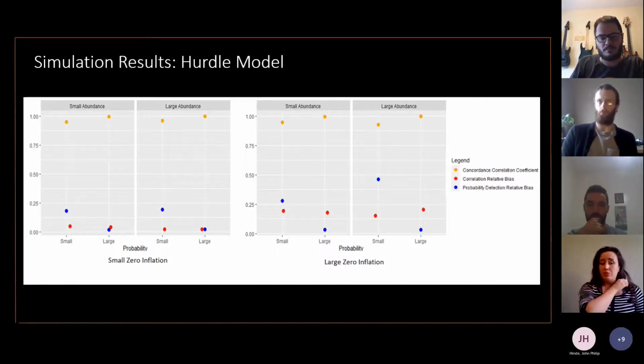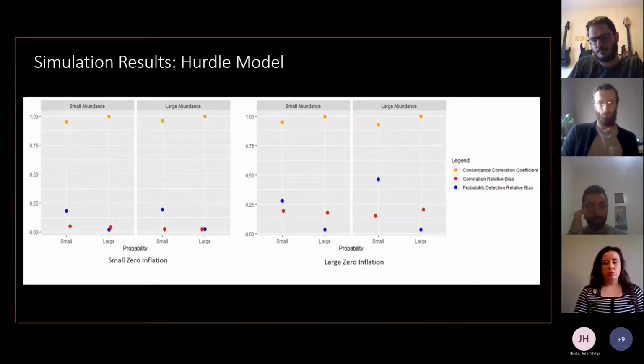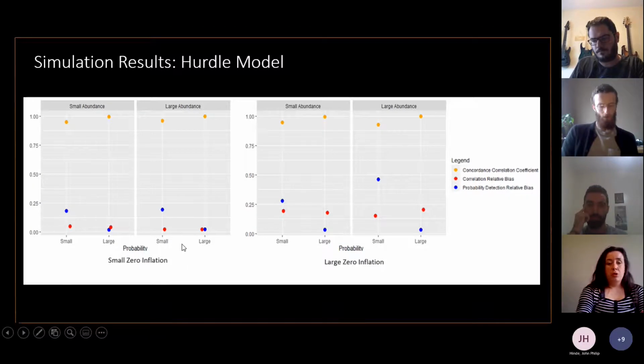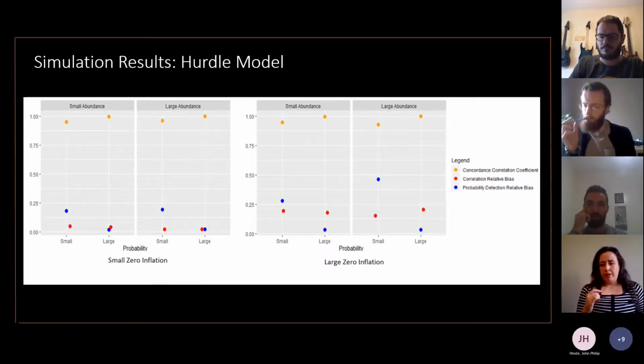And finally, for these results, we found that the best situation for the hurdle model, the situation that produced the most accurate estimates across the board, was when we have a small degree of zero inflation, but both our probability of detection and our abundance is large. This is the situation that produced very small relative biases for our detection probability and correlation, and a high concordance correlation coefficient for our estimates of the abundance.